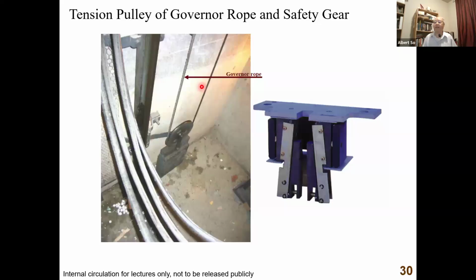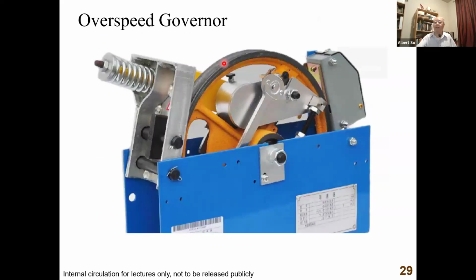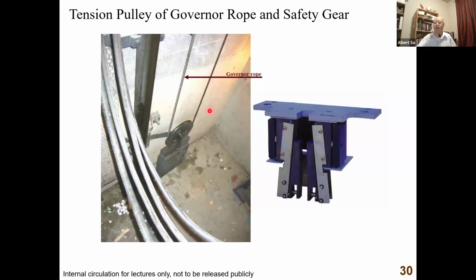Now this is a safety gear. This is the tension pulley. Remember, the rope will go around the governor and then go down until it goes down to the pit.